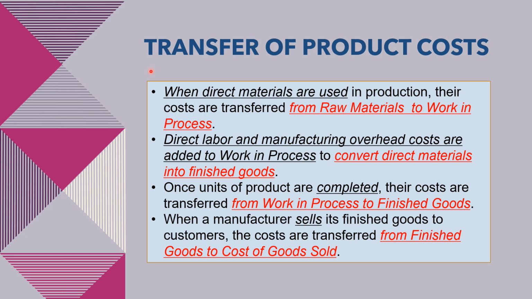Here we will talk about transfer of product cost. When direct materials are used in production, their costs are transferred from raw materials to work in process. Direct labor and manufacturing overhead costs are added to work in process to convert direct materials into finished goods. Once units of product are completed, their costs are transferred from work in process to finished goods. When the manufacturer sells its finished goods to customers, the costs are transferred from finished goods to cost of goods sold. Cost of goods sold is an account within the income statement.